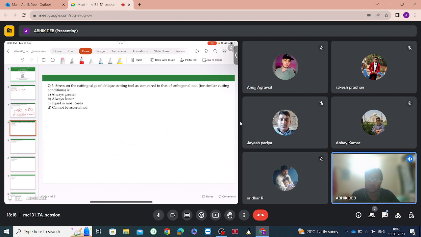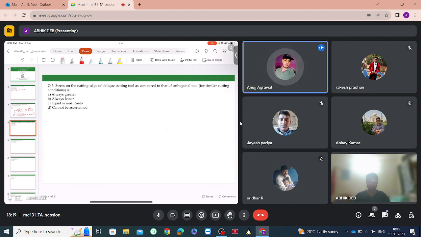Okay, so the next problem is: the stress on the cutting edge of an oblique cutting tool as compared to that of an orthogonal cutting tool for similar cutting conditions is always greater, always less, equal in most cases, or it cannot be ascertained. Always greater. So you are saying that the stress on the cutting edge of an oblique tool is always greater, right? Yes, sir. Why so? Sir, according to their geometry.